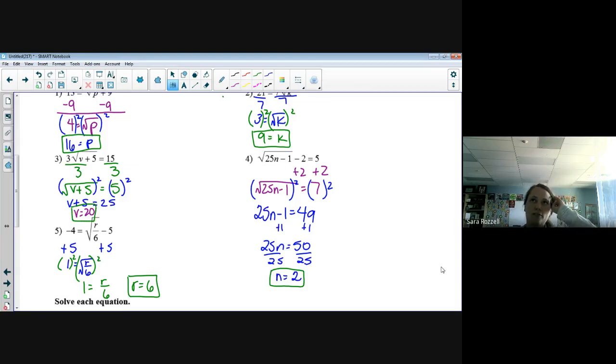How are we feeling about this first type of problem? Get the stuff away from the square root, square both sides and solve. Thumbs up for that. Middle thumbs, y'all okay?